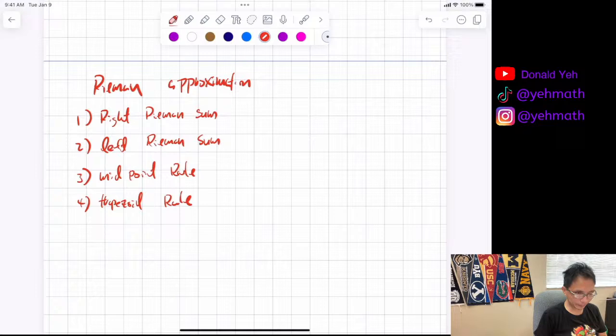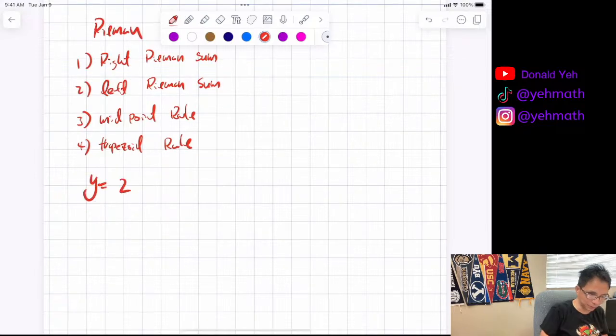We're going to start with a basic function. It says y equals 2 to the x. No, sorry, change it to 4. I don't like 2. There's a reason why I don't like 2. 4 to the x. y equals 4 to the x.